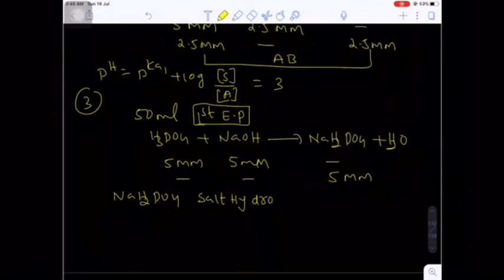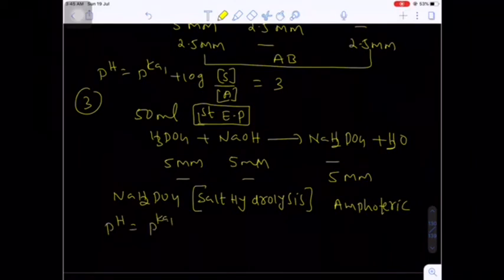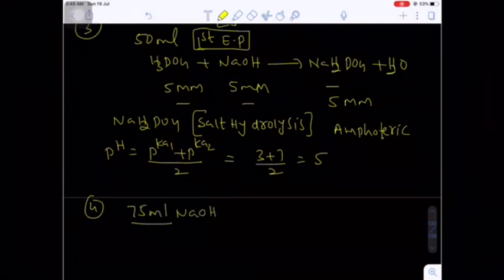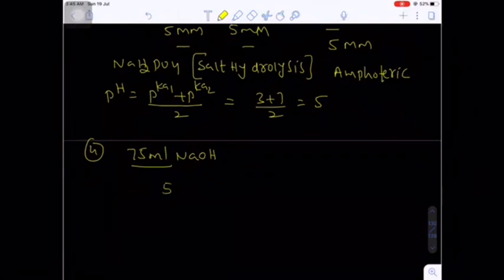Now here, the salt undergoes hydrolysis. We have to consider salt hydrolysis to calculate the pH. Now remember, which species is this? An amphoteric substance. So for an amphoteric substance, pH will be equal to pKa1 plus pKa2 whole divided by 2. 3 plus 7 by 2, 10 by 2, that is 5. So when 50 ml of NaOH is added, that is the first equivalent point.